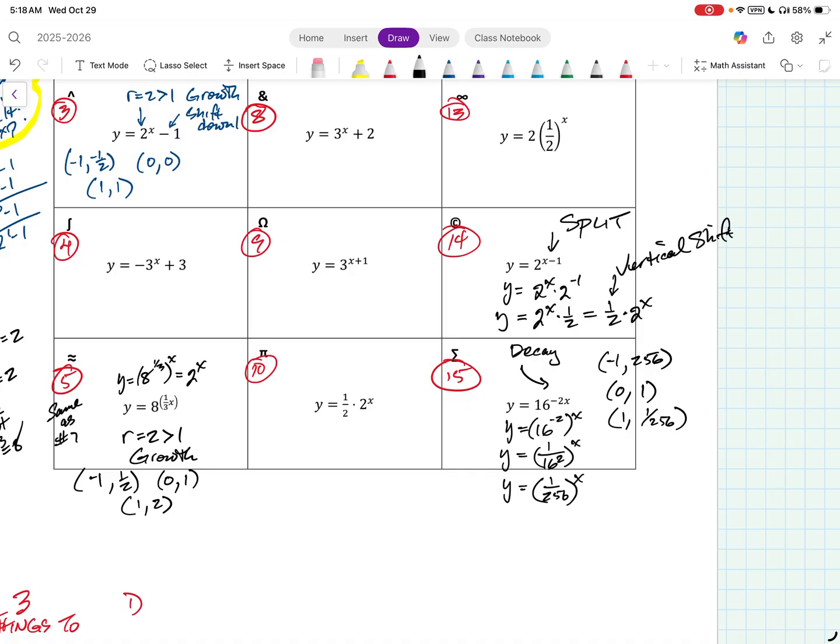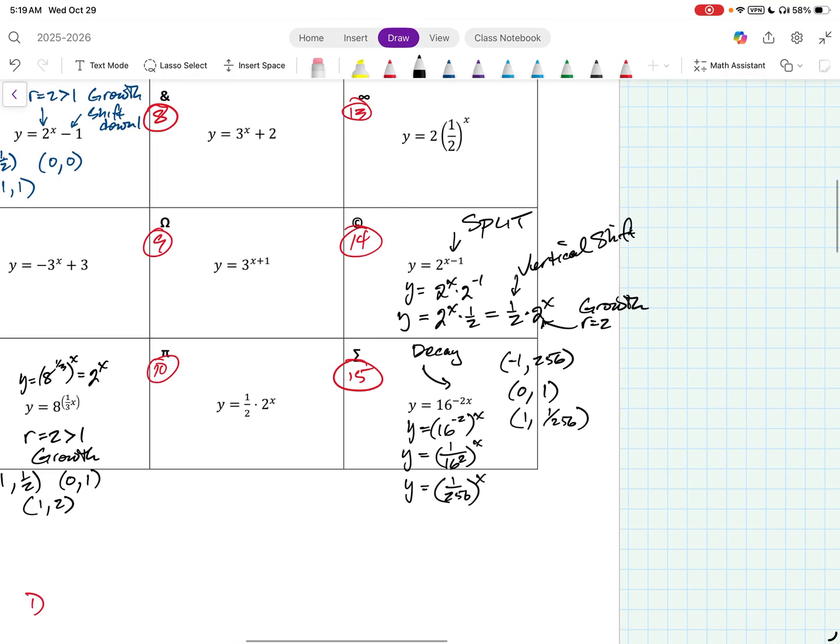Why? Because it's 1/2, it's less than 1. And then we got a base of 2, so r is 2. So we have growth. But it's not going to be as steep as 2 to the x power, because the y values are being multiplied by 1/2. So let's pick some values here.